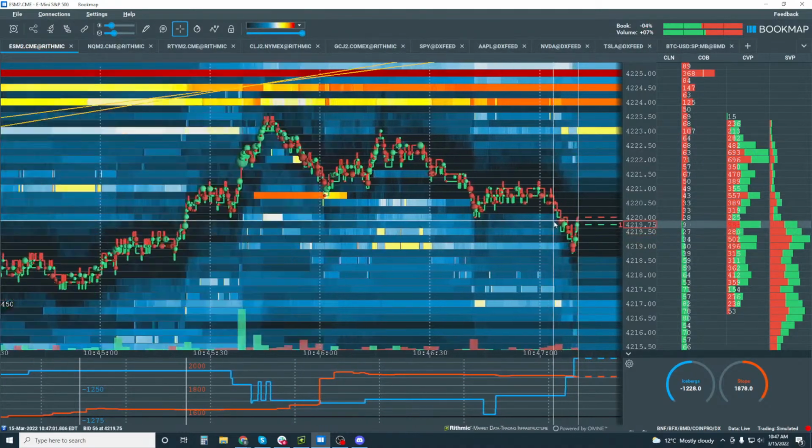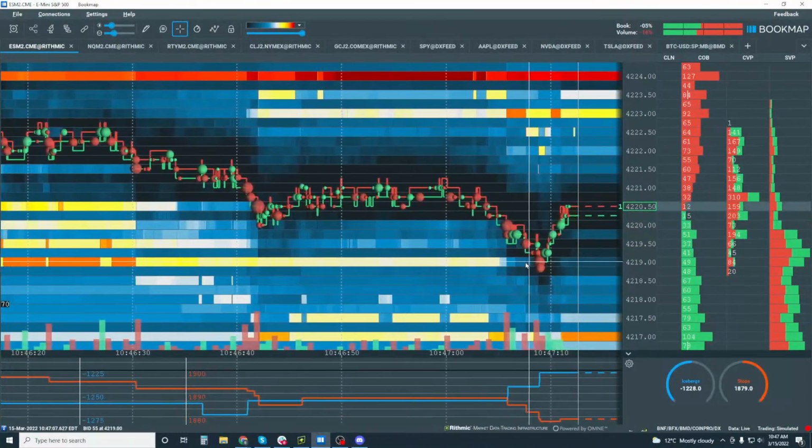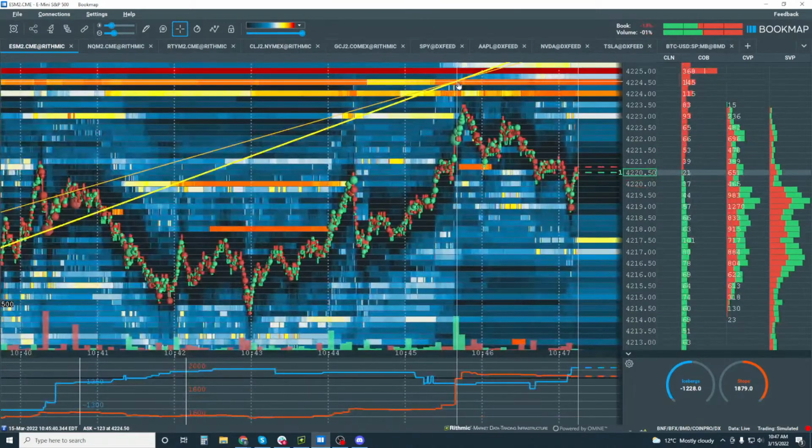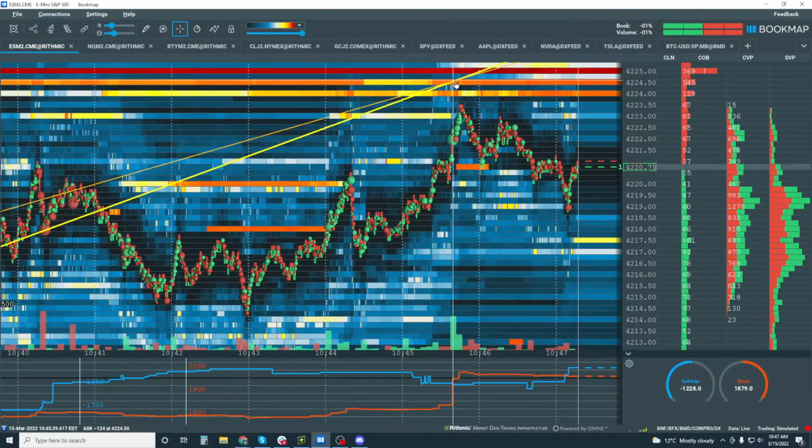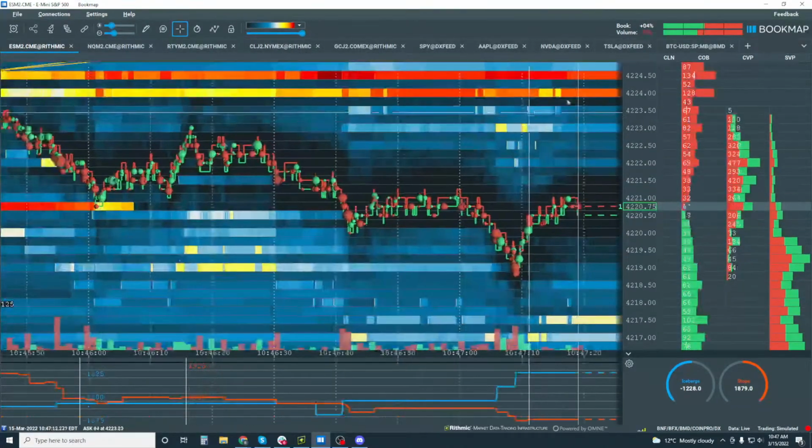Okay, there's the move to 19. And even at 19, they moved it. They pulled that liquidity.